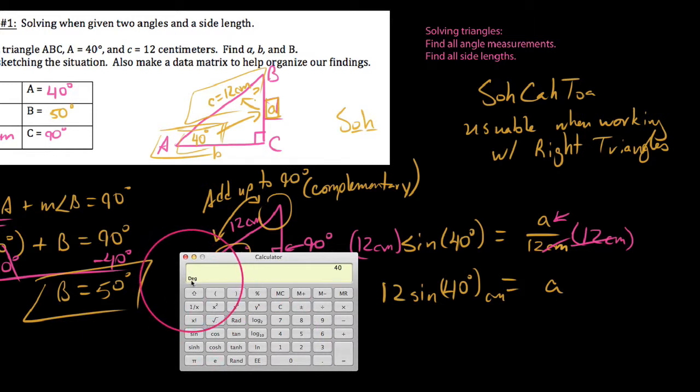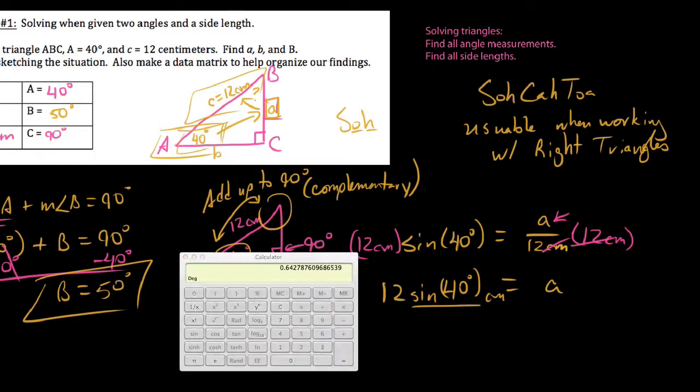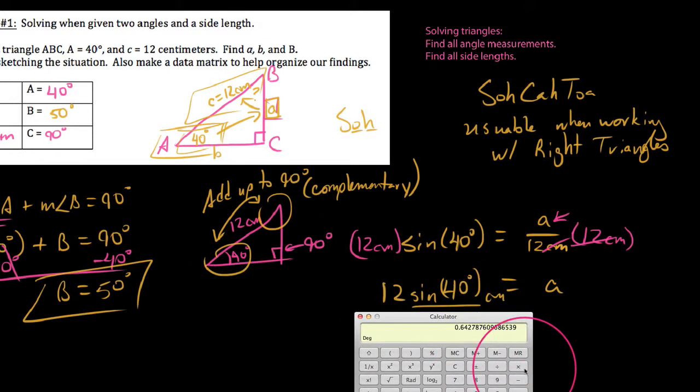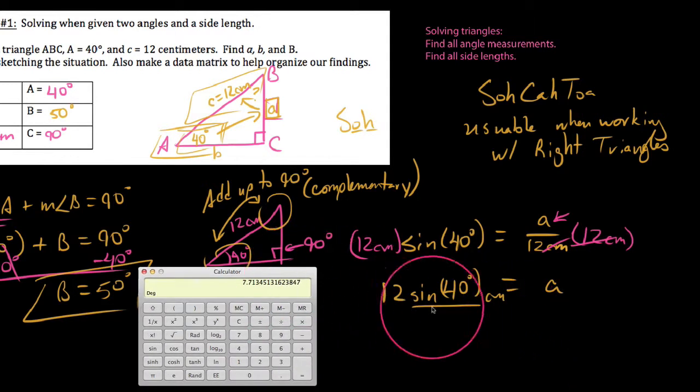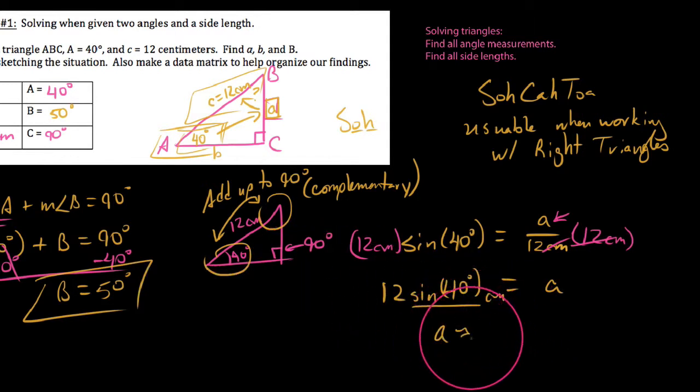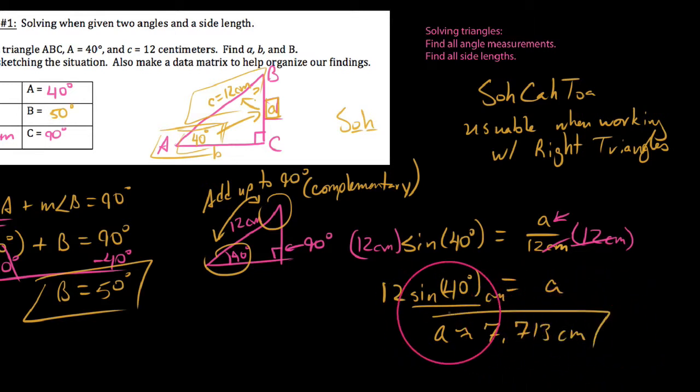We would say, all right, well, I want to take sine of 40 degrees. So I notice I'm in degrees. I say 40, we'll take the sine of that. So here's my sine of 40 on the calculator. Now I want to take this times 12, and we get 7.713-ish. So I'm going to say A is approximately 7.713-ish centimeters.